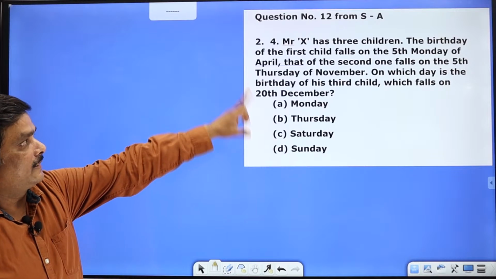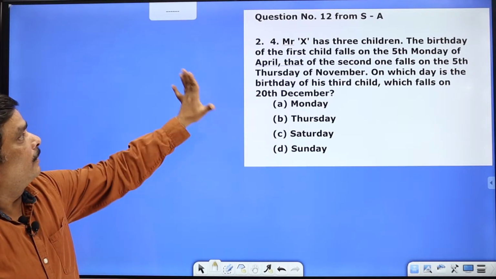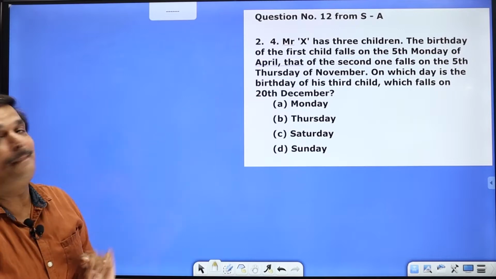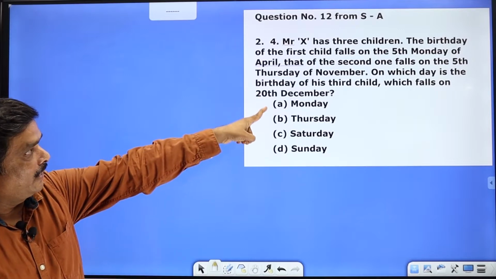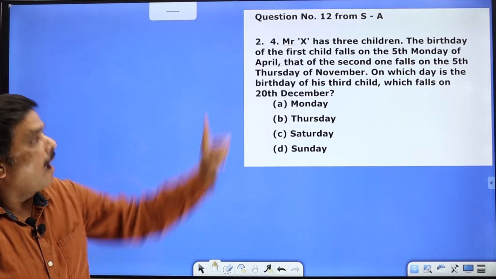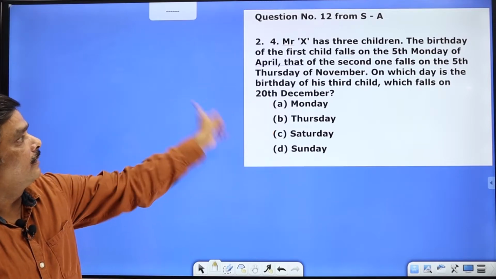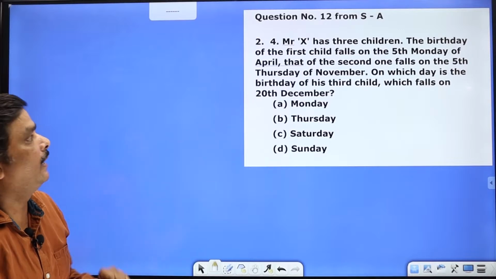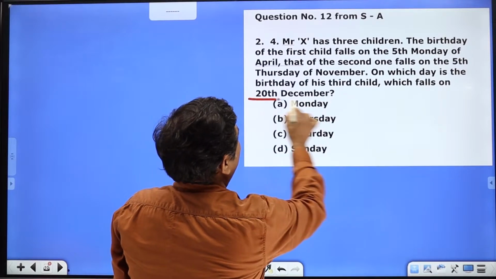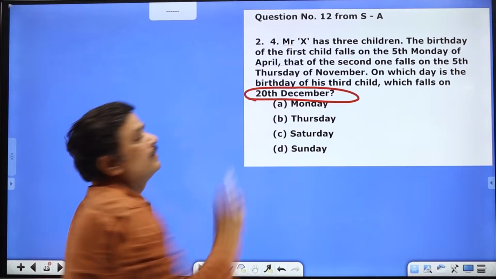What is this question here? Mr. X has 3 children. The birthday of the first child falls on 5th Monday of April, and that of the second one falls on 5th Thursday of November. On which day is the birthday of the third child, which falls on, what is the date they have asked? 20th December. This is the question.